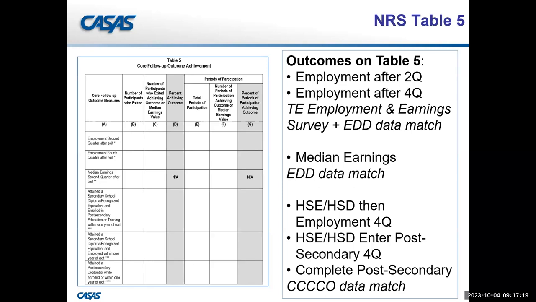Long story short, that makes the data collection process very, very difficult. We have to figure out ways to get data on students that have exited our program. So this crazy chart is showing Table 5. You can see we're looking at employment, wages, entering workforce training, entering college, a certain amount of time after exit. The way the feds have it designed is to use data match.